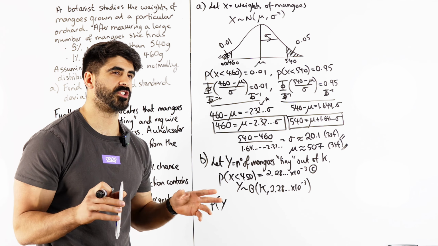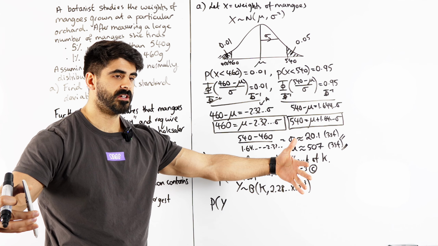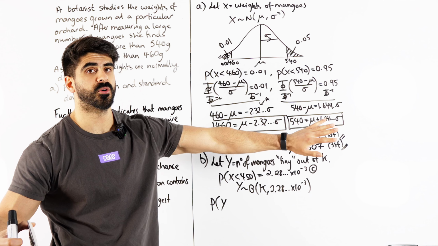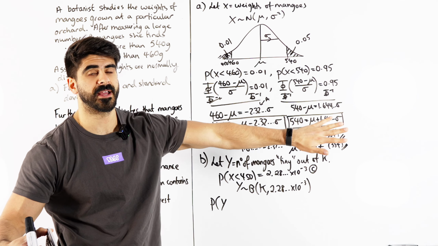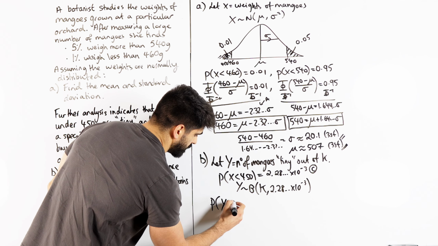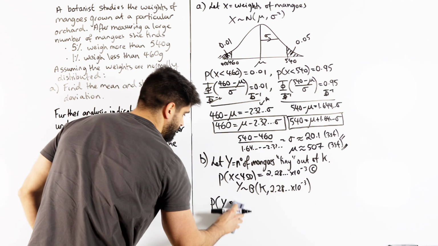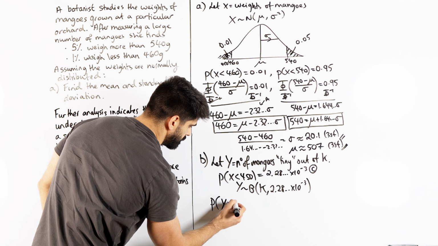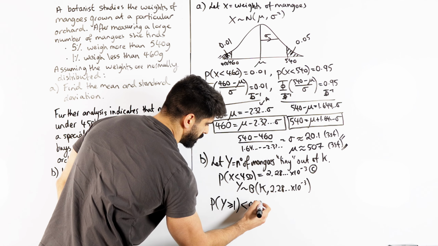So the language here, we need to be very careful. Okay, so we have this box of mangoes. The probability of having at least one mango, so one mango or more, I want that to be less than 15%. I don't want one or more mangoes to be tiny. So I want the probability of having at least one mango being tiny to be less than 0.15.